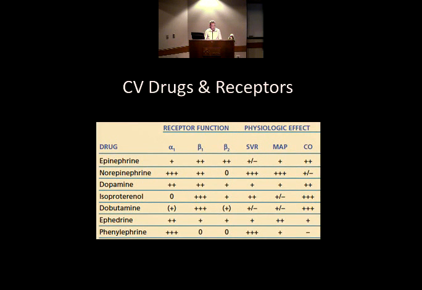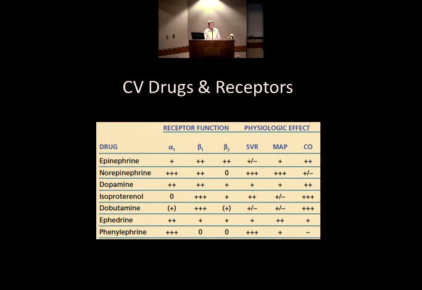MAP is going to be your mean arterial pressure. So that's the average pressure that blood's going to be flowing to your organs throughout your blood pressure cycle. And then CO is cardiac output. And this snapshot is from the CV pharmacology chapter in y'all's book.